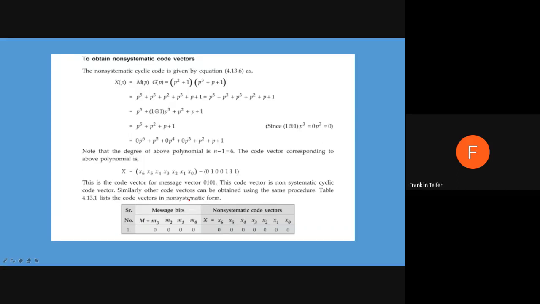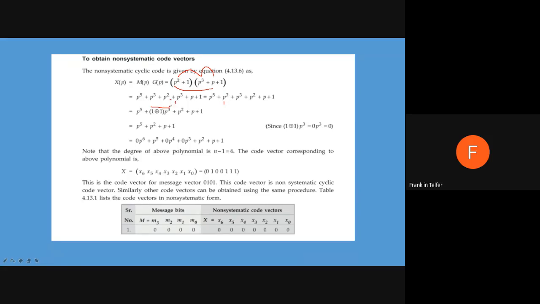As I already said, for non-systematic form, the code can be represented as c(x) in terms of the message multiplied by the generator polynomial. Just multiply it. You have to do a polynomial multiplication with modulo-2 addition of terms, that is P⁵ + P³ + P². Just do this one by one. Take the same terms and do the modulo-2 addition. So once there is a P³ here and a P³ here.